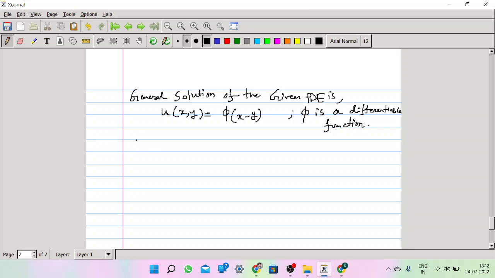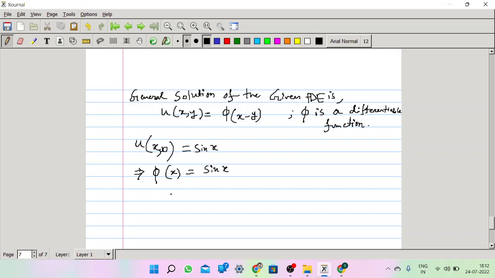Now I will consider the initial condition that is given. Initially it is given that u of x comma 0 is sin x. So I am putting these values in the general solution, so I will get u of x comma 0 equal to the function phi of x. So I get phi of x equal to sin x.